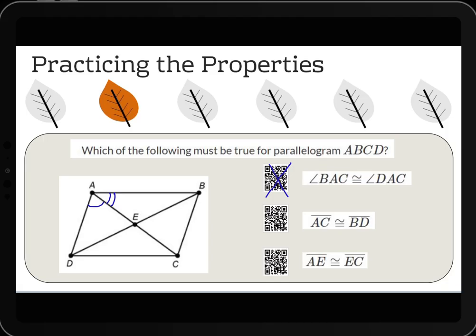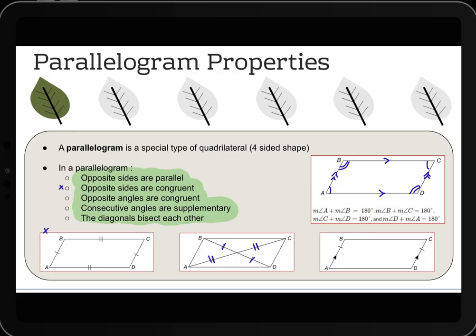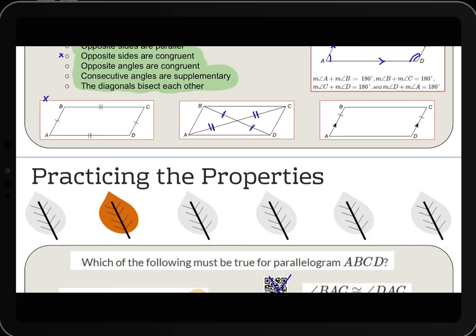AC is congruent to BD. So another feature that we're being targeted with here is the diagonal AC congruent to the diagonal BD. That is also something that we cannot assert. And again, you can refer back to your property slides if you wish to confirm that. It never says the diagonals are congruent, nor does it say that the diagonals bisect the angles. So that's why those don't work.